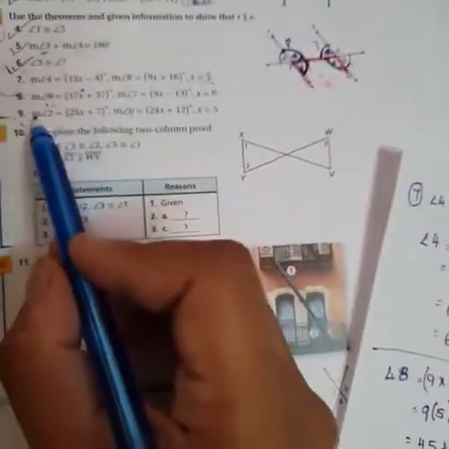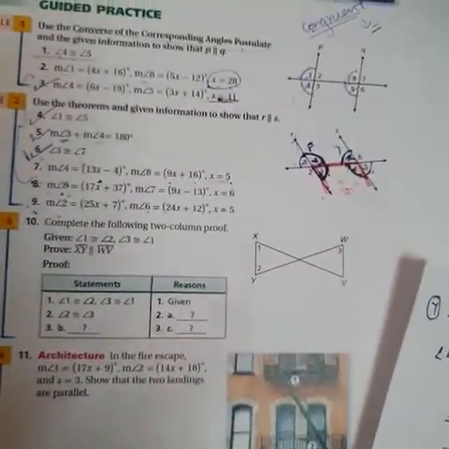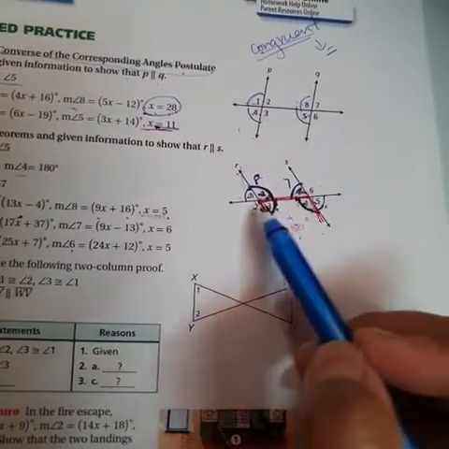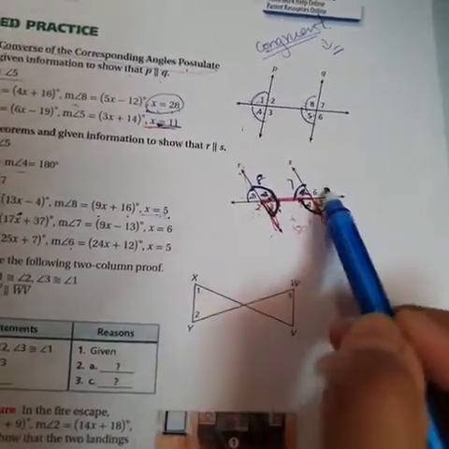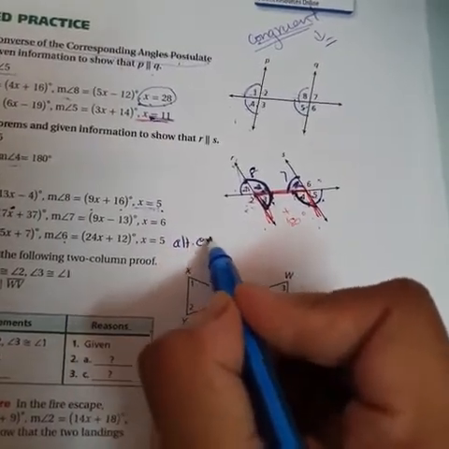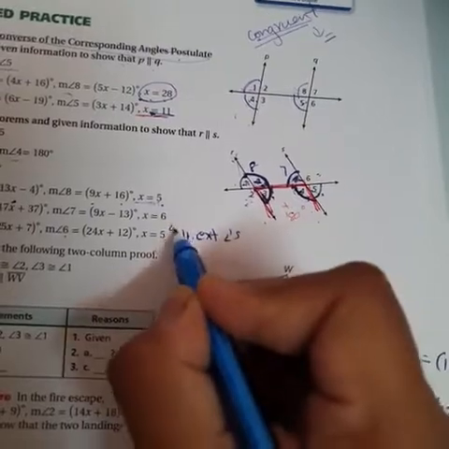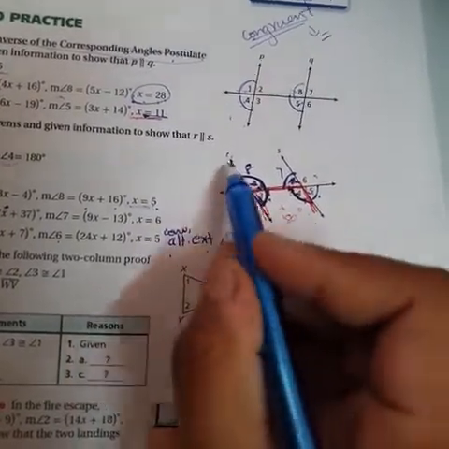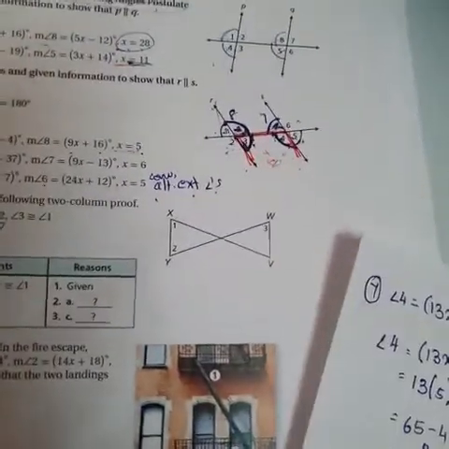Okay, so question number 9 is talking about angle 2 and angle 6. Where is angle 2 and angle 6? This 2, angle 2 and angle 6. So what angles are they? They are alternate exterior angles, so you will be using the converse of alternate exterior angles theorem to prove that R is parallel to S.